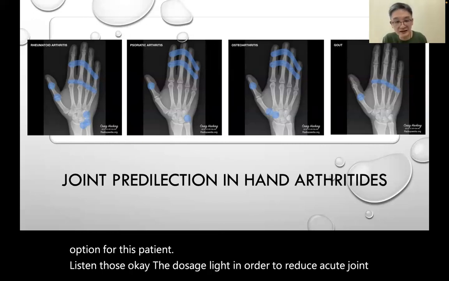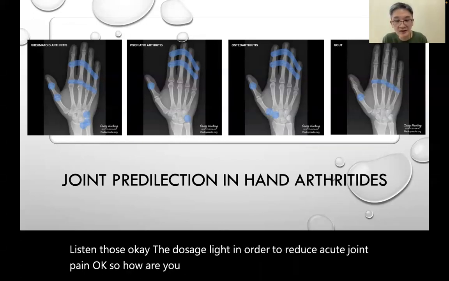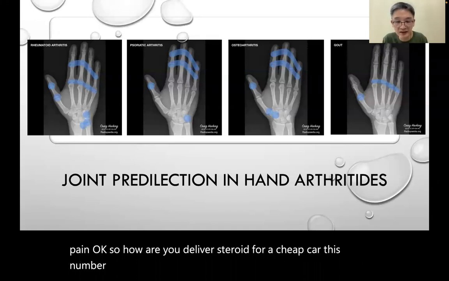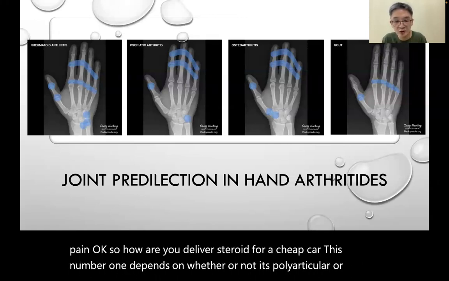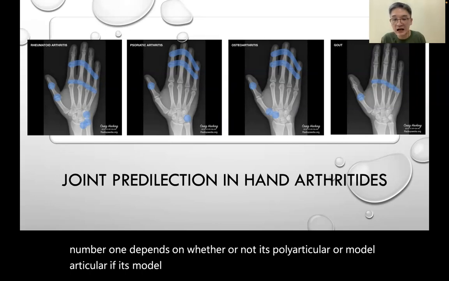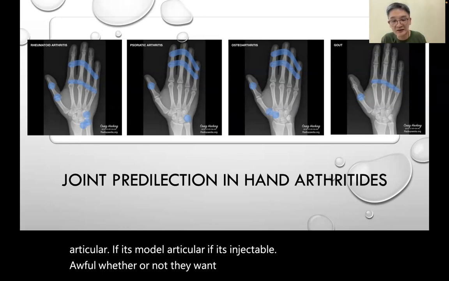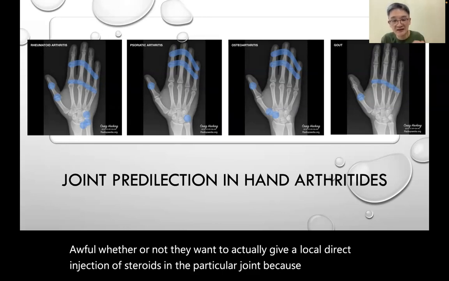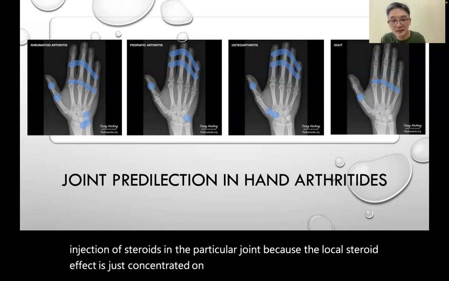So how I deliver steroid for acute gout depends, number one, on whether it's polyarticular or monoarticular. If it's monoarticular and injectable, I will offer whether they want a local direct intra-articular injection of steroids to the particular joint, because the local steroid effect is concentrated on the joint, so it will minimize the side effects.